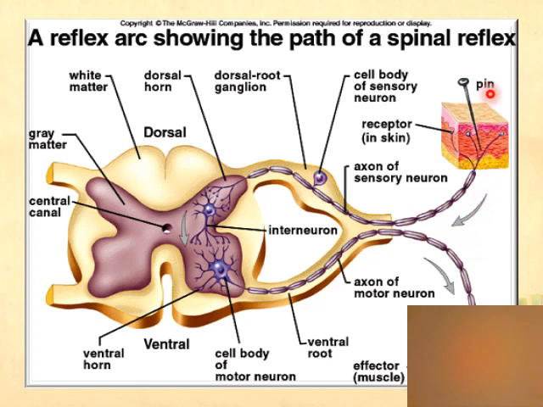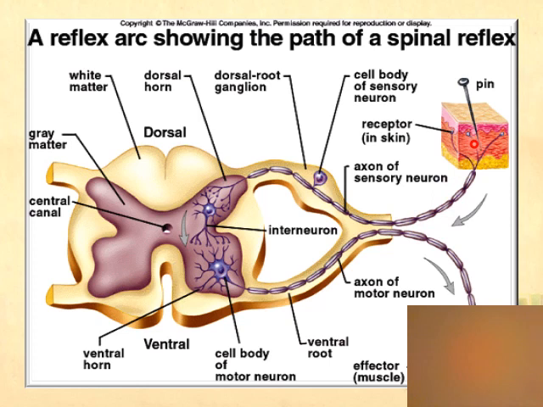Look at the figure here. When you are pricked by a pin, the receptors under your skin receive this message. Look, they are connected to the dendrites. The dendrites of the sensory neuron, here they mention it as the axon, sorry. The axon of the sensory neuron is going to receive this message. Here it should be dendrites.